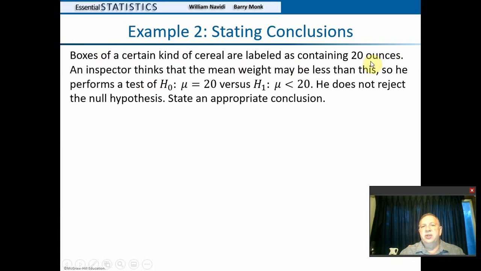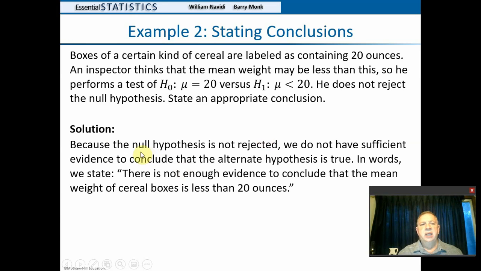Boxes of a certain kind of cereal are labeled as containing 20 ounces. An inspector thinks that the mean weight may be less than this, so he performs a test. H0: mu equals 20 versus the alternate, mu less than 20. He does not reject the null hypothesis. We'll learn how to do this as we go forward, and then state an appropriate conclusion. So in this case, there was insufficient evidence to reject H0.